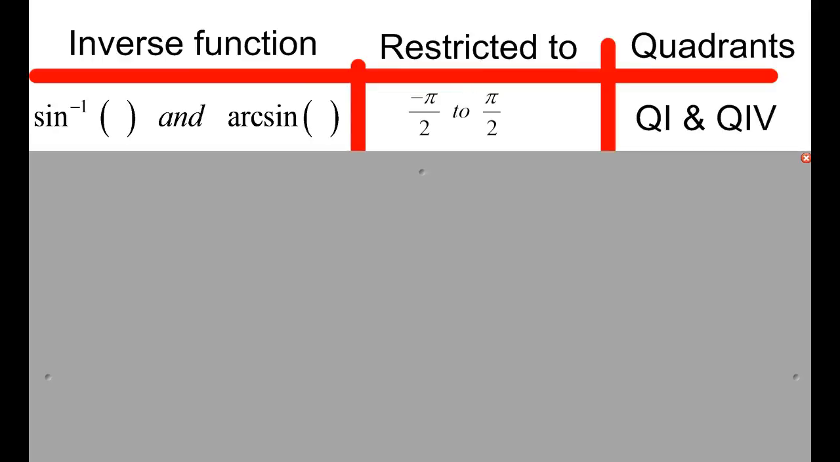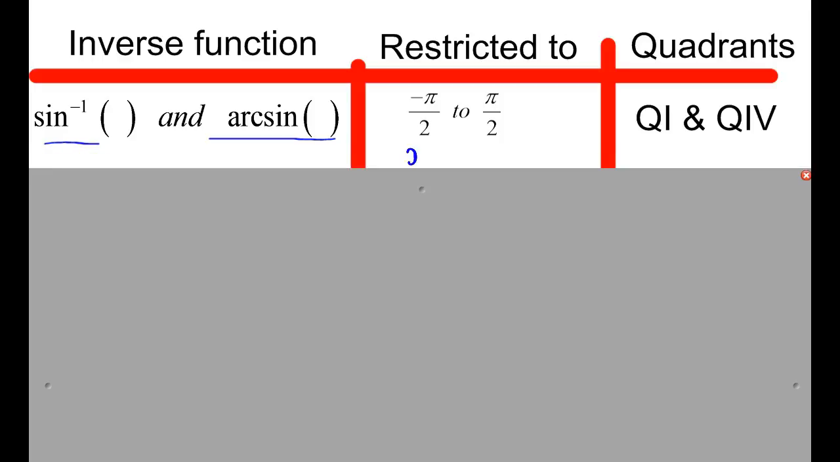All right, the first inverse function we have is sine inverse. Sine inverse is also the same as arcsine. You'll see them both. They mean the same thing. The inverse sine is restricted to -pi/2 to pi/2 on the unit circle, which is really 270 degrees to 90 degrees. So our answers are going to be limited to quadrant 1 and quadrant 4. We're going to limit our answers to that.